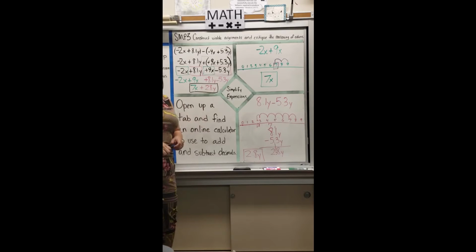Now, I know that that's a lot. So over here in this box, I wrote, open up a tab and find an online calculator to use to add and subtract decimals. It'd be a lot easier if you just open up a tab on your Chromebook and look for an online calculator. When you have to add and subtract decimals, just remember, right over here, it's 8.1 minus 5.3, and you have that on the online calculator, that decimal right there.